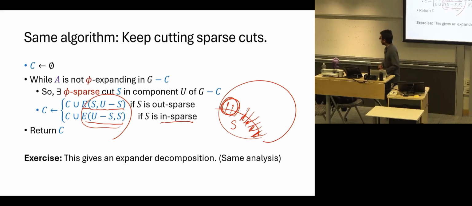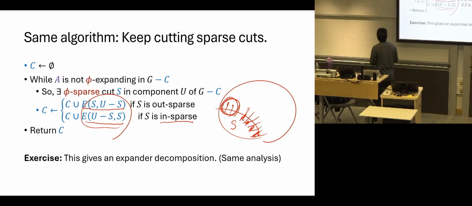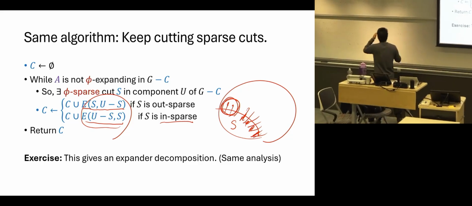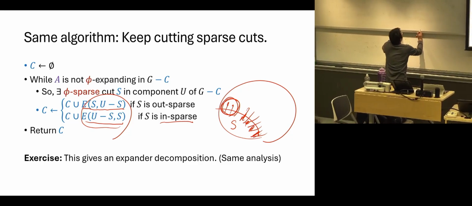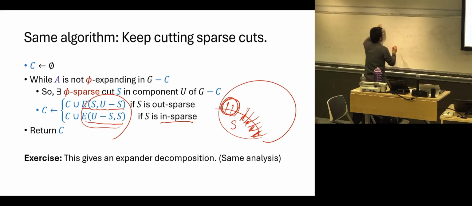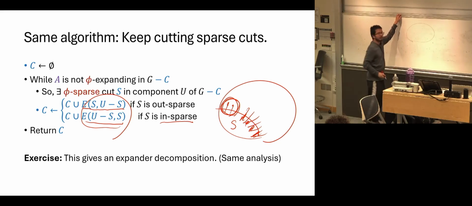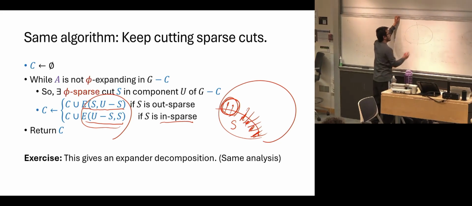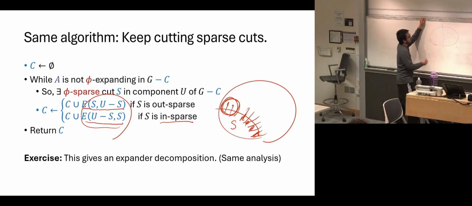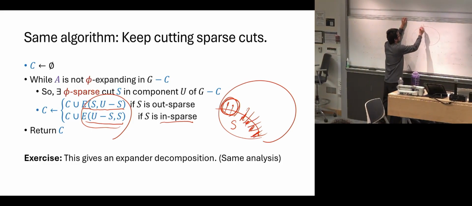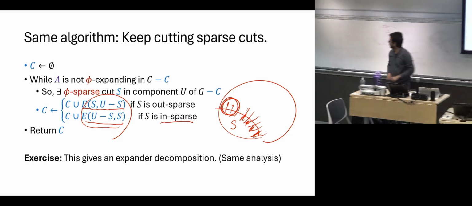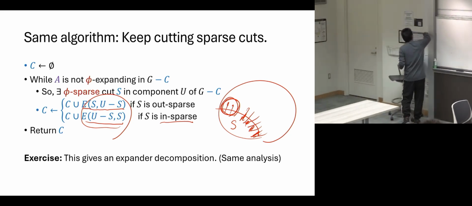Maybe it helps to draw, actually, so that you can see this in action. Imagine that I have a graph. And then maybe I find a cut, and it's sparse in this direction. So there are a lot of maybe. Okay, good.